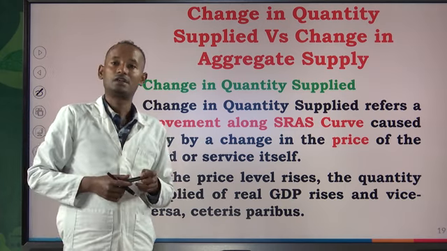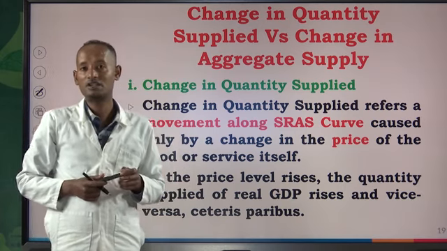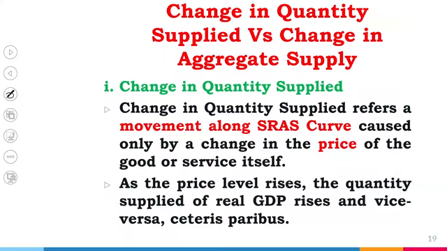Let's rush to the other lesson, which is about the change in quantity supplied versus change in aggregate supply. The change in quantity supplied is a movement along the short-run aggregate supply curve, which is caused by a change in the price of the goods or service itself only. As the price level increases, the real GDP quantity supplied will increase, and with the fall in the price level, the real GDP quantity supplied will decline.